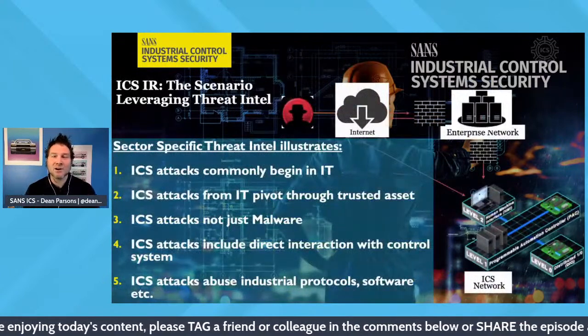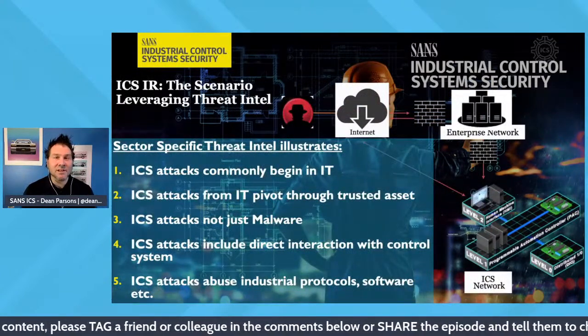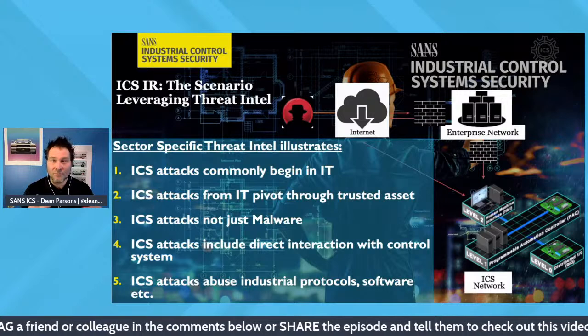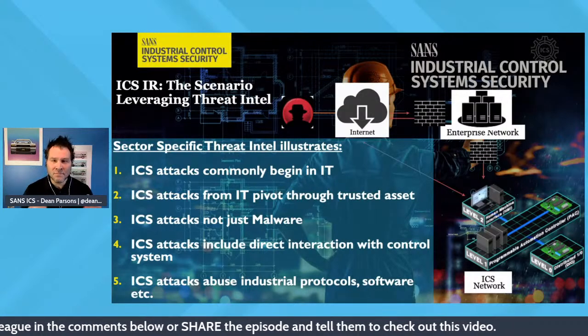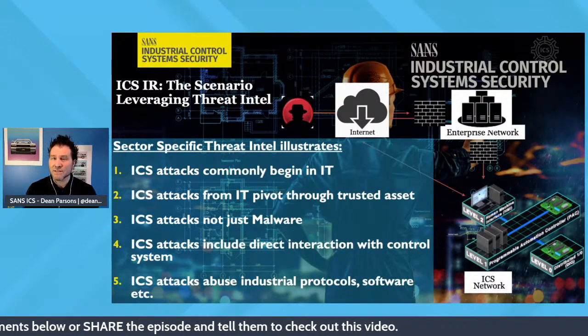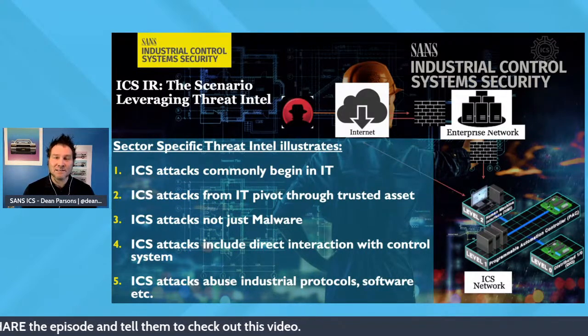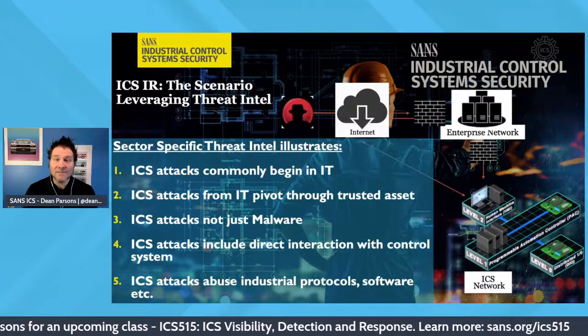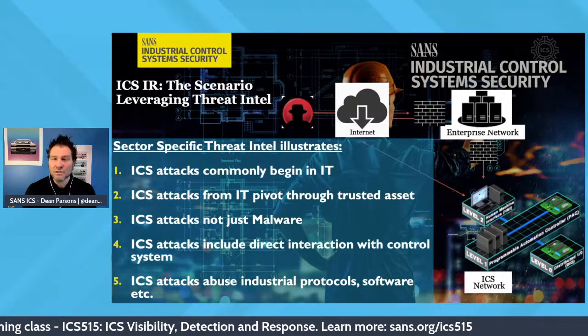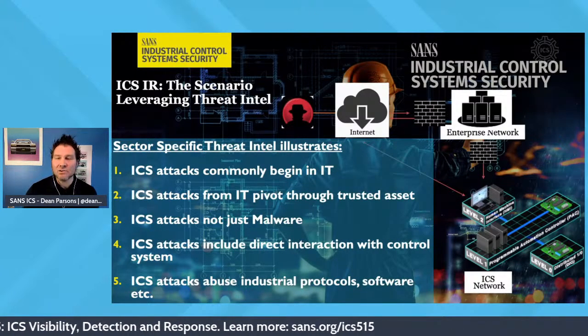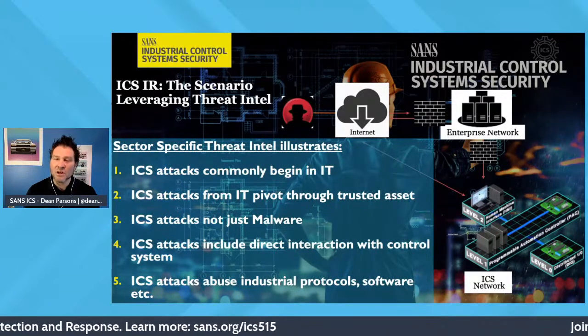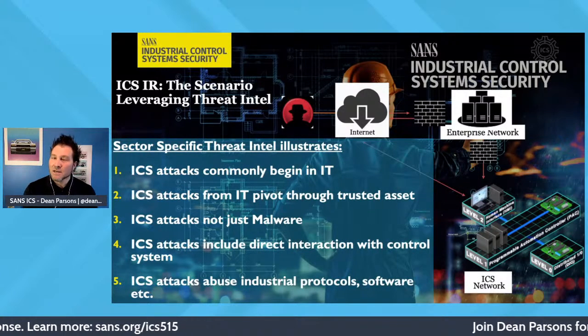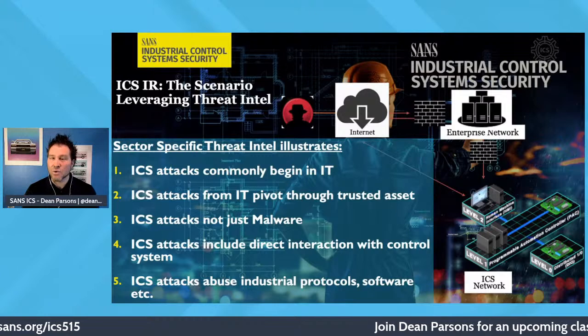So where do we get our scenario? We're going to specifically leverage threat intelligence from the ICS area. And if we take a look at the threat intel that's out there, we know ICS attacks commonly begin in the IT environment. Beyond that, the ICS attacks usually can pivot from IT into the industrial control system environments through trusted assets, data historians, and other assets as well.